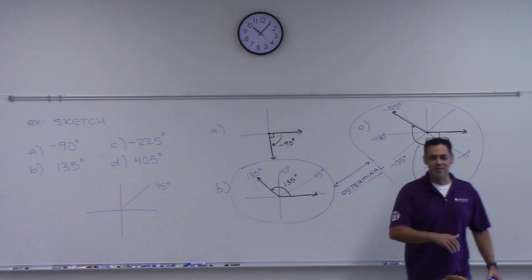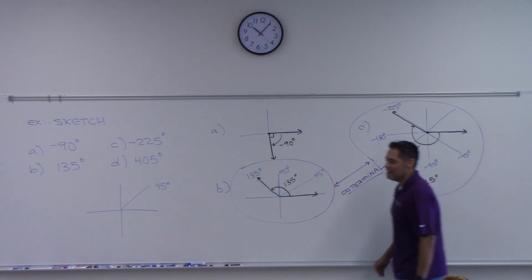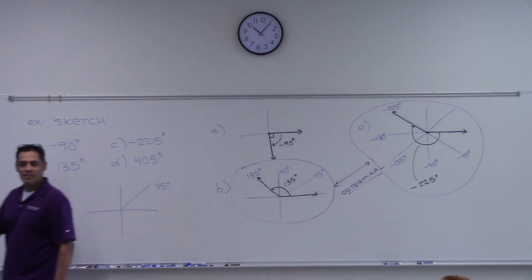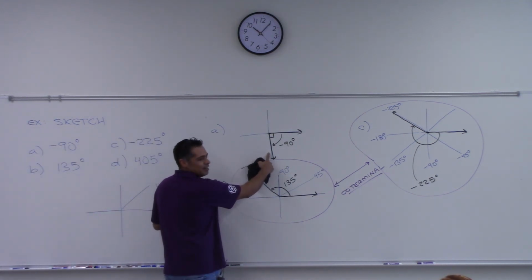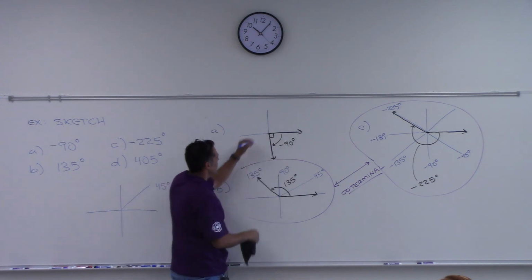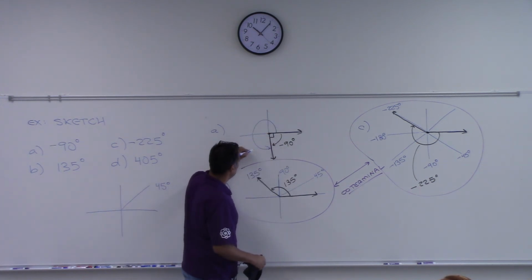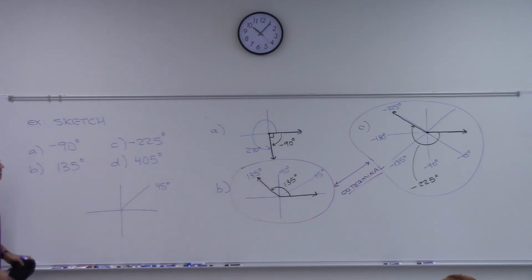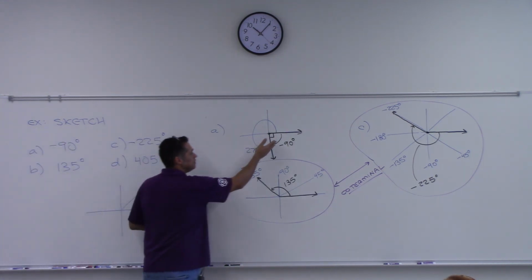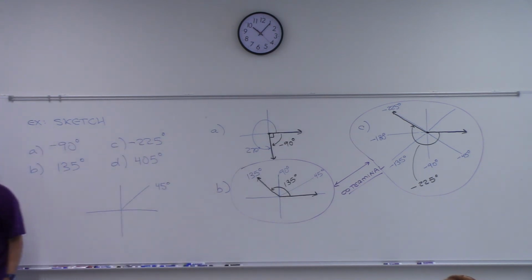Negative 90 and 270. Let's draw those real quick. Here's negative 90, going backwards. Or you could have gone all the way around like this, and that's 270. Those are coterminal angles, right? They both start and stop at the same place. Any questions?